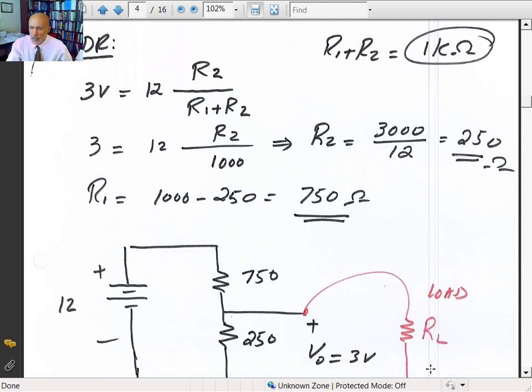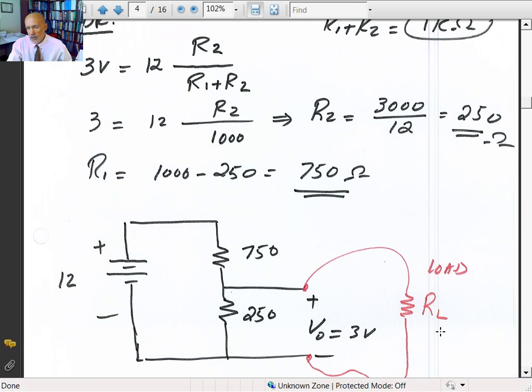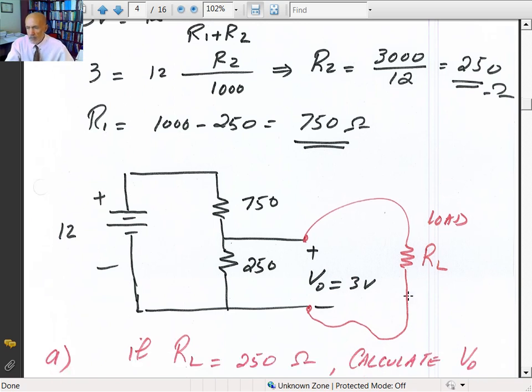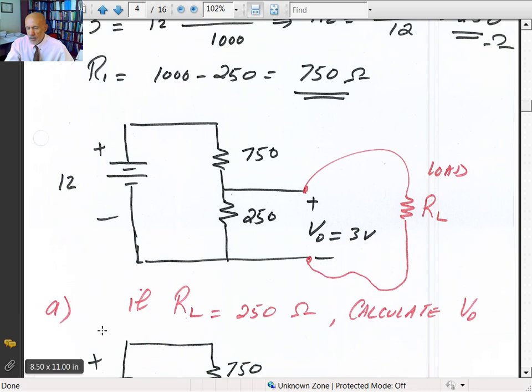Now that you have this 3 volt supply, every time you put a load across it, let's say R of L, let's see what happens to that 3 volts. Ideally, you'd like to keep the output at 3 volts. But we can see that when you put a load across it, you're definitely going to have a loading effect. And let's see what happens. We're going to look at 2 cases. Case A, if R of L is equal to 250 ohms, we want to calculate the voltage V sub 0.